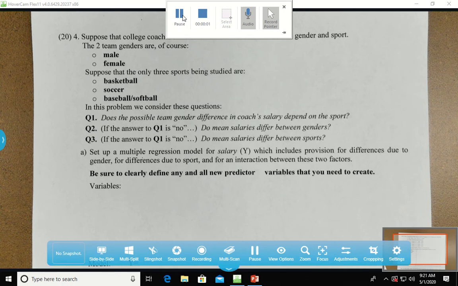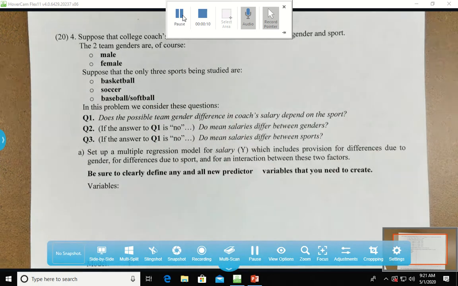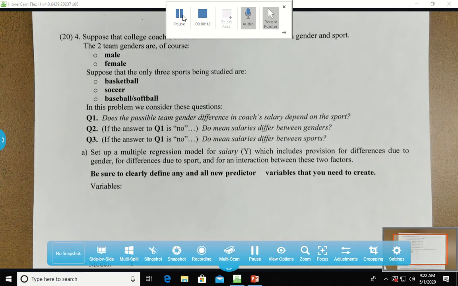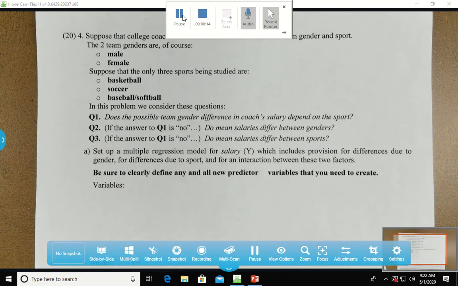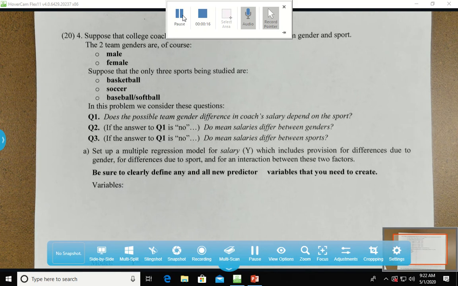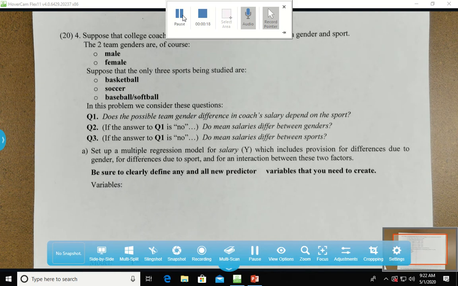So this is a problem about interaction terms and whether one has an effect on the other. Let's suppose that a college coach's salaries are related to two factors: team gender and sport. The two genders are, of course, male and female. And suppose the three sports being studied are basketball, soccer, and baseball/softball. In this problem, we consider two questions.